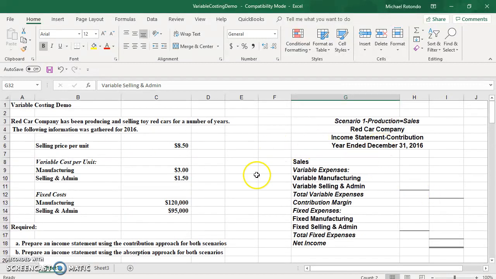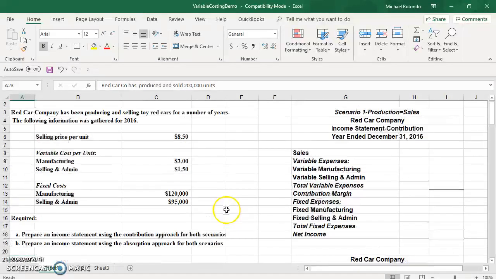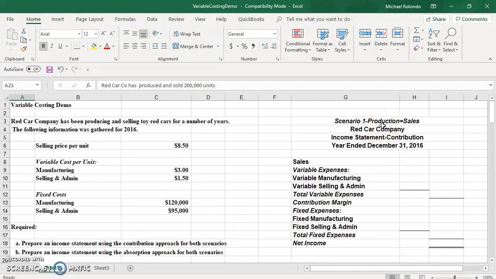So we have three scenarios where we are producing and selling 200,000 units. In the first scenario, production is going to equal sales. When production equals sales, it means we should have no ending inventory and our net income should be the same.